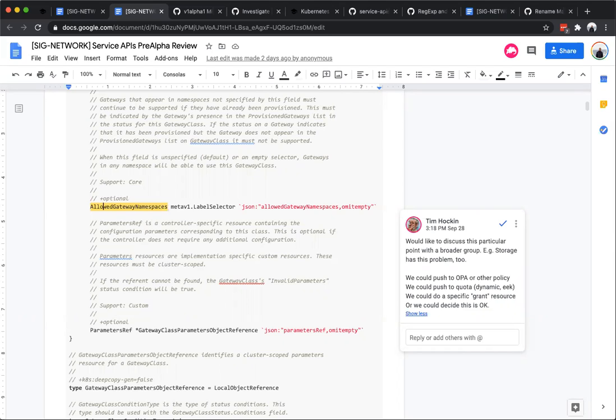Sure. I think the other side of this is, by adding something we're not sure about, there's a balance, right? If we add something that we don't love, then we remove it in the future, and that causes backwards incompatibility. But it is alpha. You're thinking of a beta or a GA API.